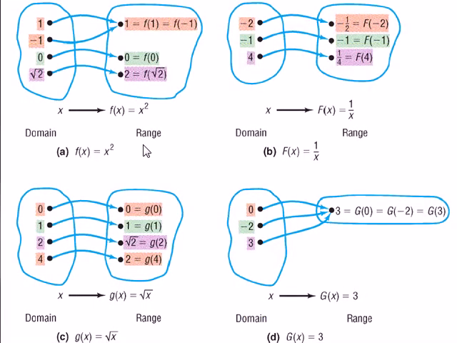So first off, here we have a bunch of examples. I know they sort of look like amoebas up here, but these are all functions. They all follow the rule that for each x, there is exactly one y. It's not necessarily a unique y, but there's exactly one y. So in the upper one, we see 1 is mapped to 1, and -1 is mapped to 1 also.